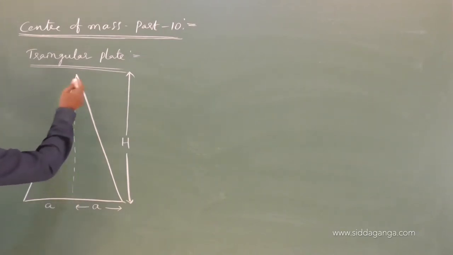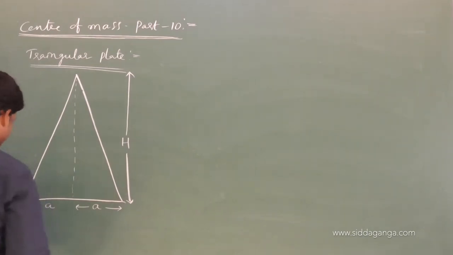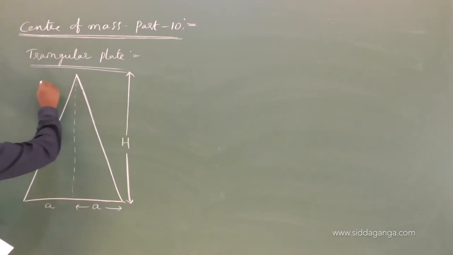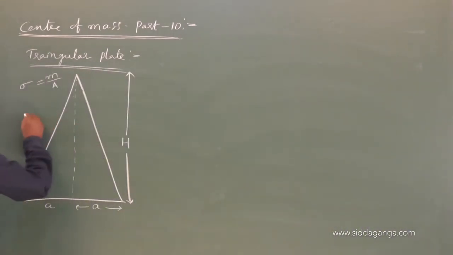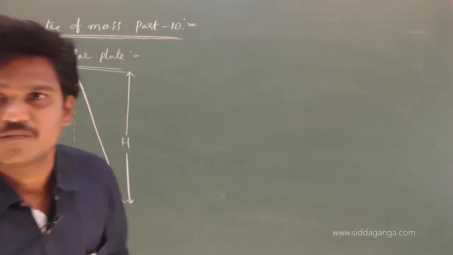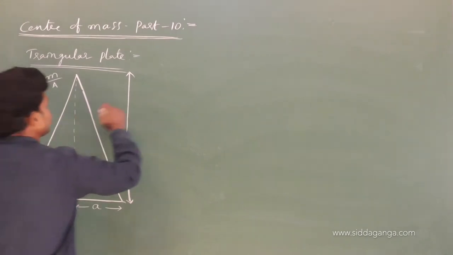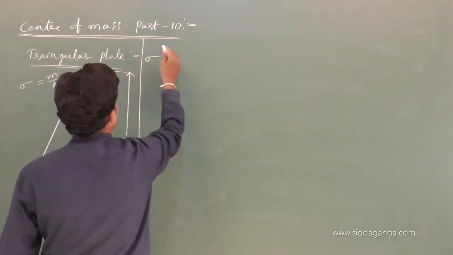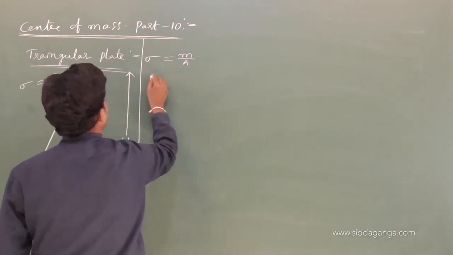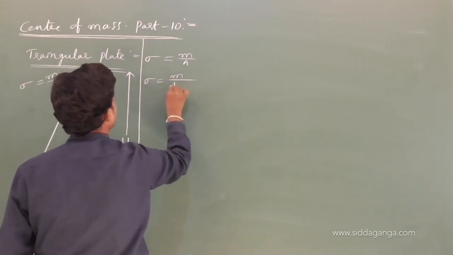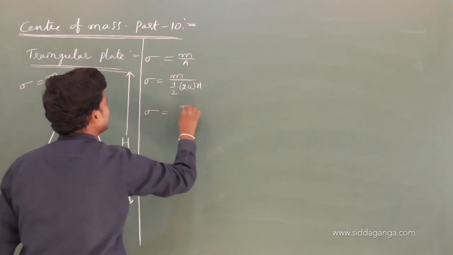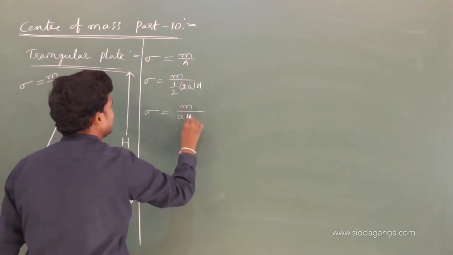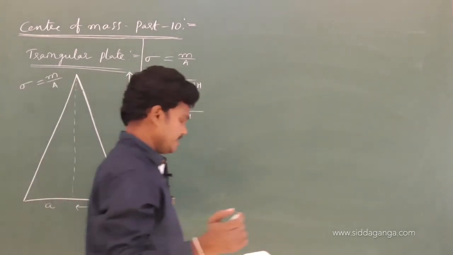See, this is an area-level object. So sigma is mass per area. What is the area now? The area of the triangle is half into base into height. So let me write sigma as mass by area, which is half into base into height. What is the base? 2a. What is the height? H. So this 2 gets cancelled. Sigma is clear: m by a h. This is the sigma value, m by a h.